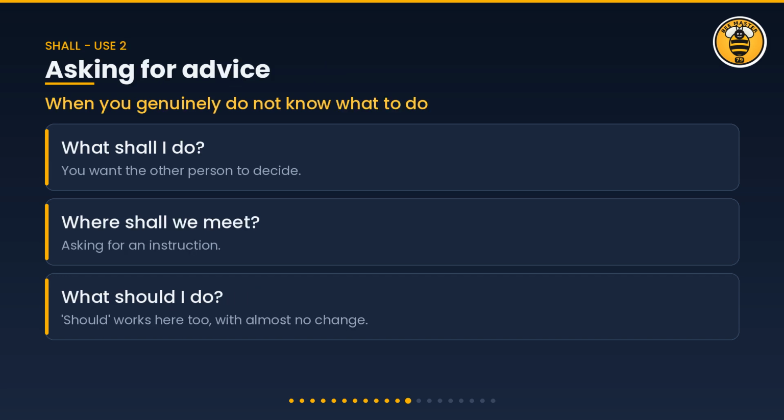The second job is asking for advice or instructions when you honestly do not know what to do. What shall I do? Where shall we meet? In this situation, you can replace shall with should and the meaning barely moves. What should I do? Both are correct, and should is a little more common today.